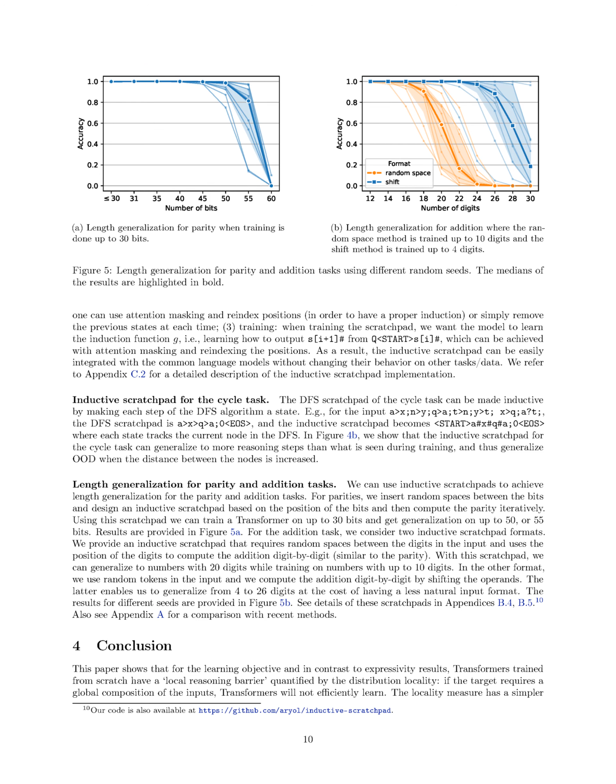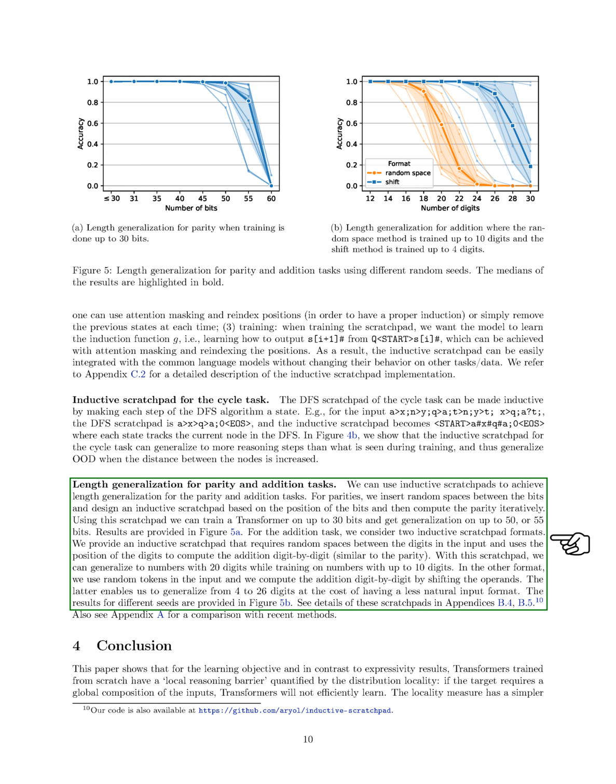We also explored how inductive scratchpads can facilitate length generalization for tasks like parity and addition. For the parity task, we introduced random spaces between bits and designed an inductive scratchpad based on the bit positions to compute parity iteratively. This approach enabled training a transformer on up to 30 bits and achieving generalization on up to 50 or 55 bits.